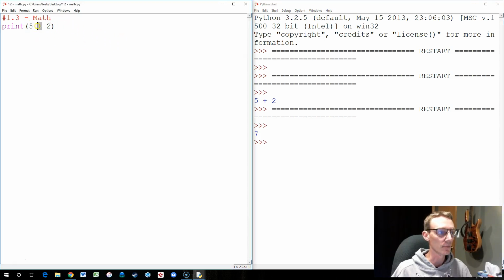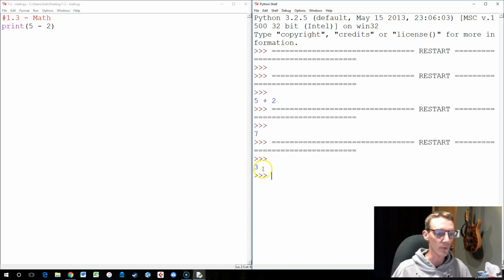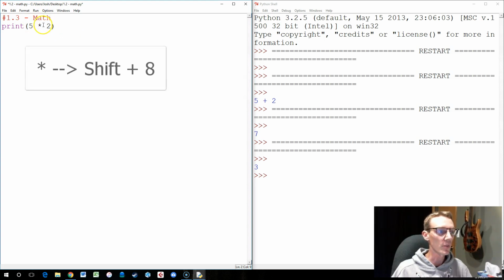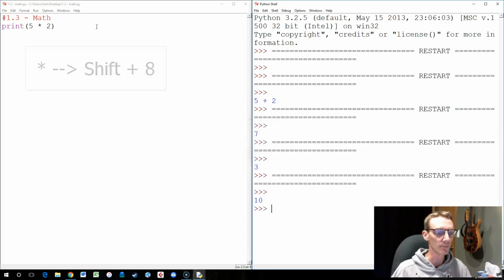Let's see what else we can do. We can have subtracting. 5 minus 2. 5 minus 2 is 3. What other kinds of things can we do? Well, we can multiply. And to multiply, sort of like what we saw with the print statement earlier, multiply would be the star. 5 times 2, well, we know we should expect that to be a 10, so I'll run it. 5 times 2 is 10.